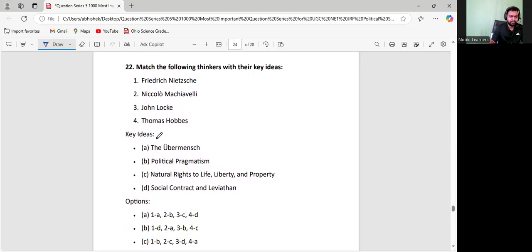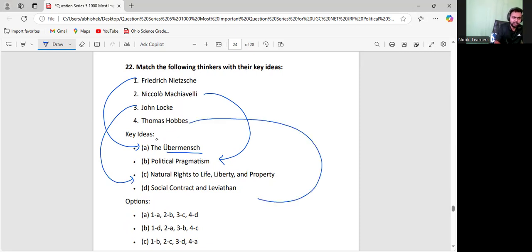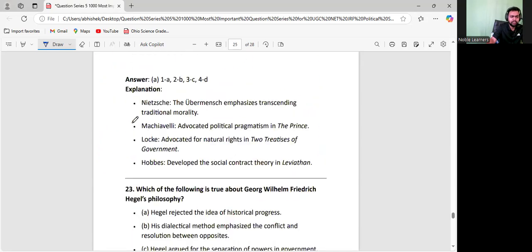Now let us talk about Friedrich Nietzsche. Friedrich Nietzsche gave the concept of the Superman, the Übermensch in German actually. Niccolo Machiavelli talked about political pragmatism. He was the first modern thinker, as described by many scholars. In fact, Quentin Skinner is credited for compiling all the works of Machiavelli, which were scattered. That is also important. Locke believed in the natural right to life, liberty, and property. The social contract and Leviathan are associated with Hobbes. Let us go to the next one.